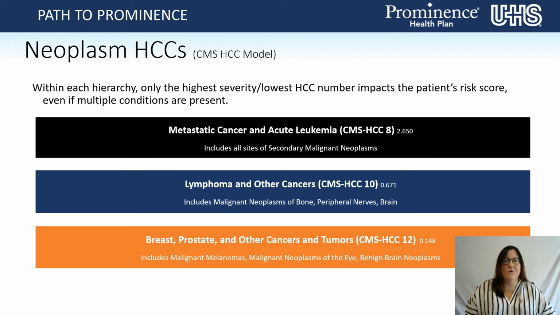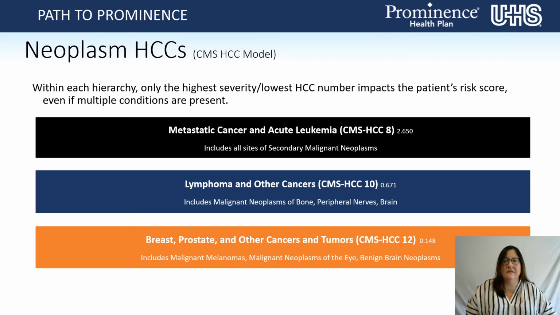Here are the 3 HCCs that we'll focus on today. Neoplasm HCCs in the CMS risk adjustment model. Within each hierarchy, only the highest severity, lowest HCC number impacts the patient's risk score, even if multiple conditions are present. So we have HCC 12, which brings a risk weight of 0.148 that codes out to breast, prostate, and other cancers and tumors, including malignant melanomas, malignant neoplasms of the eye, and benign brain neoplasms. HCC 10, which brings a risk weight of 0.671, codes out to lymphomas and other cancers. It includes malignant neoplasms of the bone, peripheral nerves, and brain.